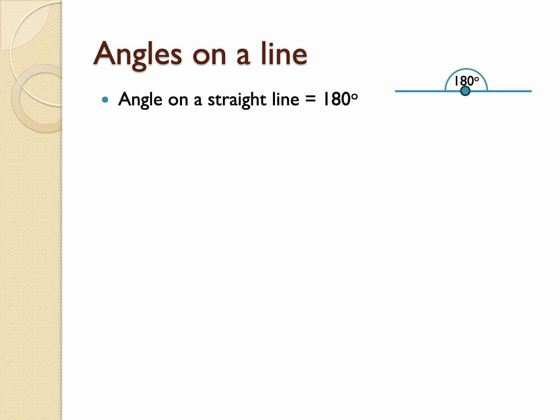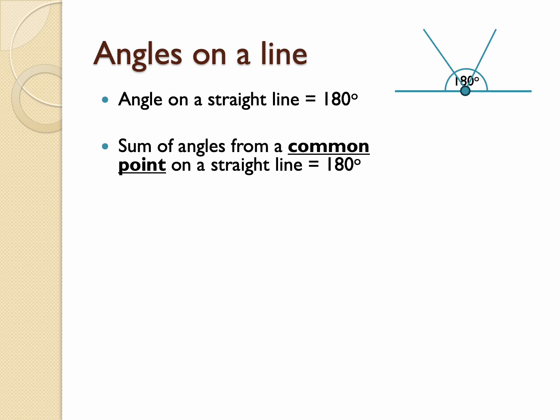For example, if we split this angle into multiple angles, then the sum of these angles will still be 180 degrees. So that's common sense. But it is vital to remember that all these angles must originate from the same point. Otherwise, the sum will not be 180 degrees. For instance, in this case, there are two angles, but they are not originating from the same point. So the sum is not 180 degrees.